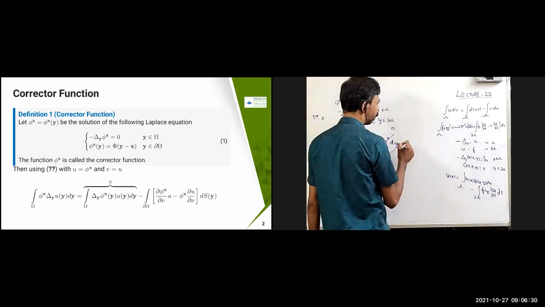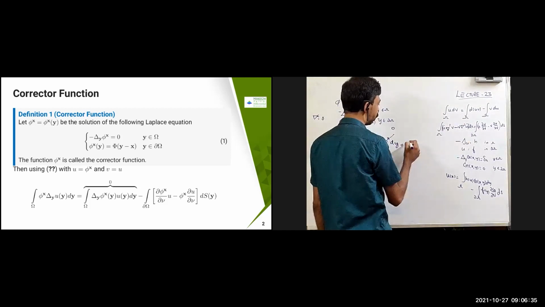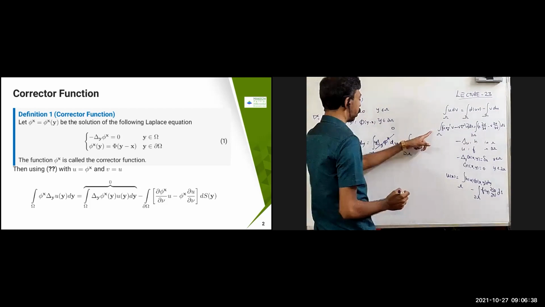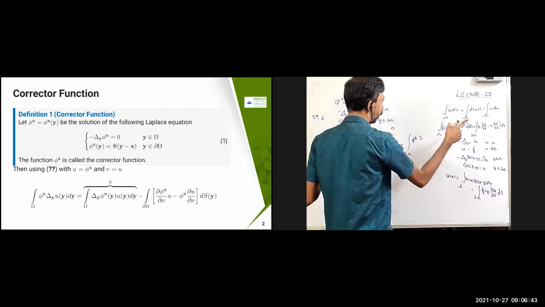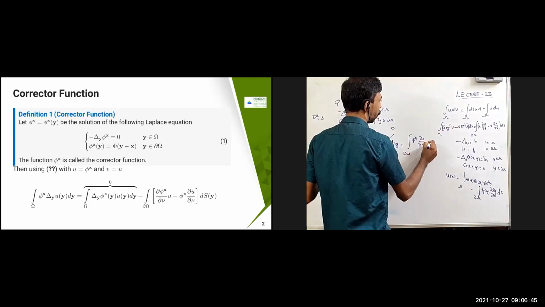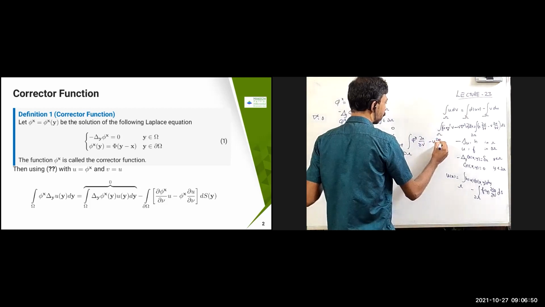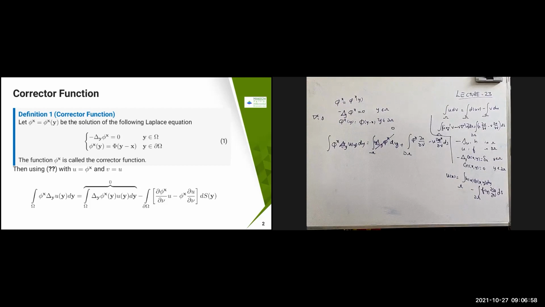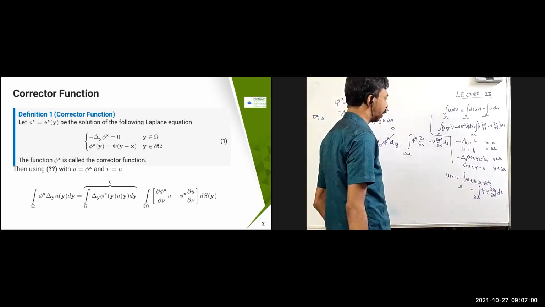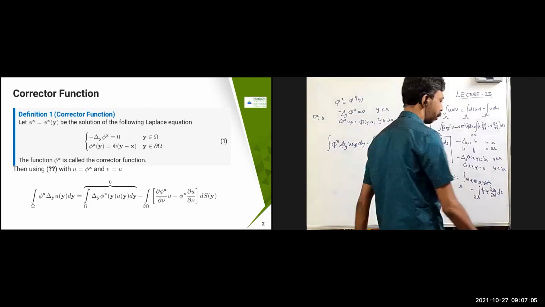Now the remaining part is going to become plus the integral over dou omega. So u is nothing but phi x, so it is going to become phi x into dou v, which is nothing but dou u by dou nu, minus v, which is nothing but u, into dou phi x by dou nu, ds. Here I have reversed it: this one I have written first and that one secondly. That's why there is a negative sign outside.